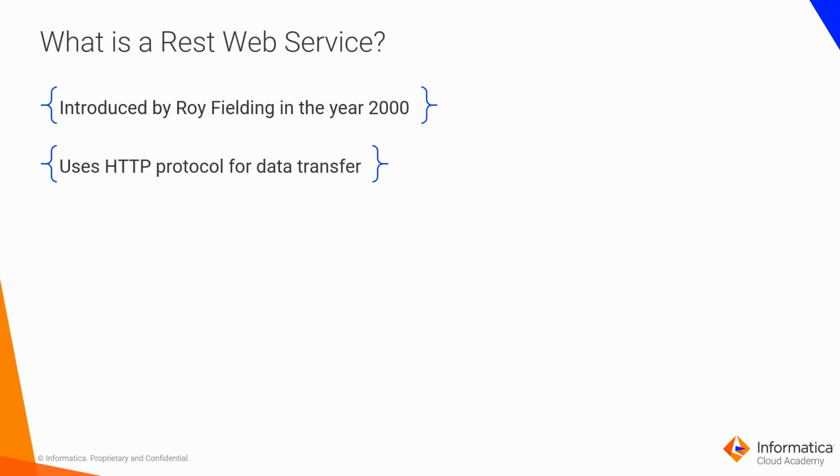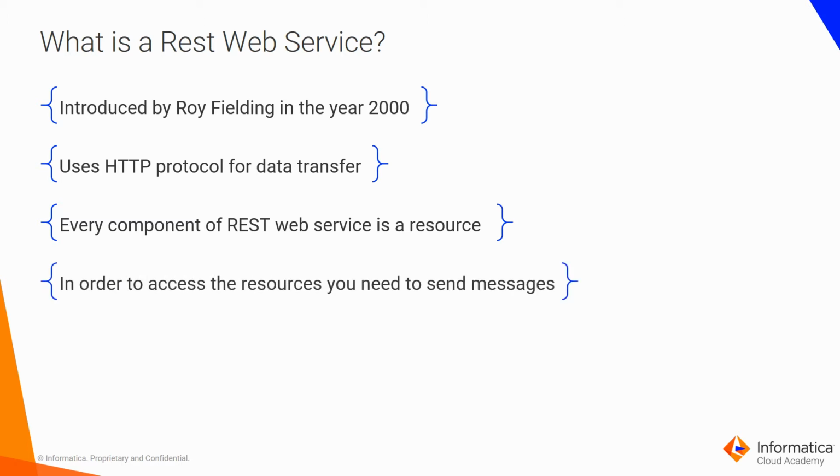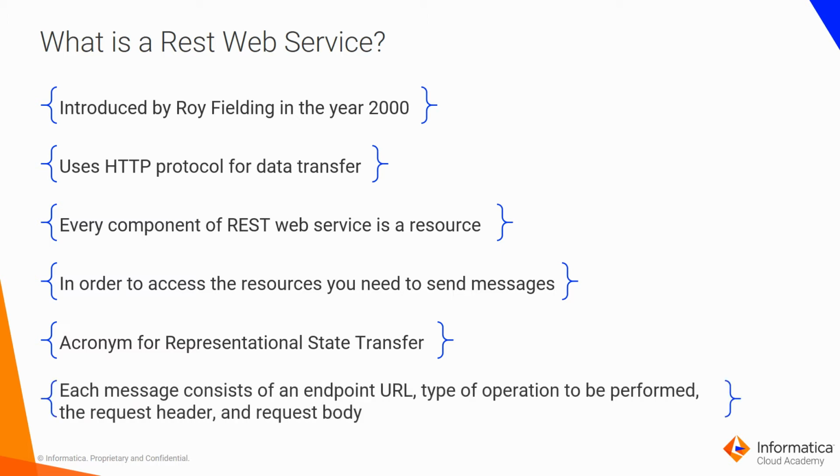It revolves around resources. Every component of a REST web service is a resource, and the resource can be accessed by a common interface using HTTP standard methods like GET, POST, PUT, or DELETE. Hence, if you need to access the resource, you send messages or requests to the server that contains the resource. Each message consists of an endpoint URL, type of operation to be performed, the request header, and request body.